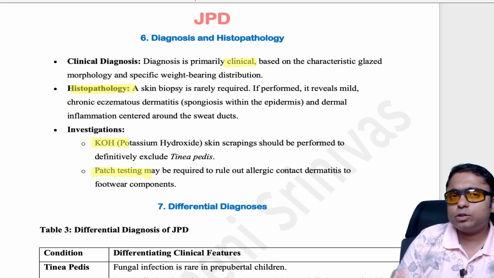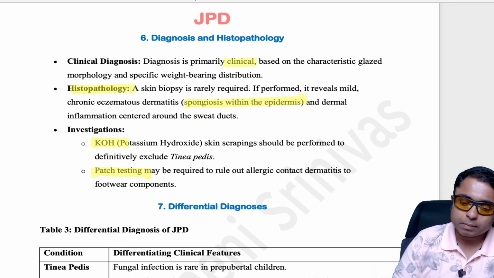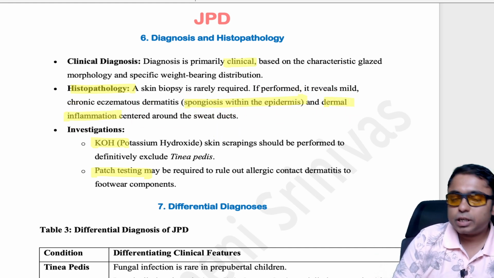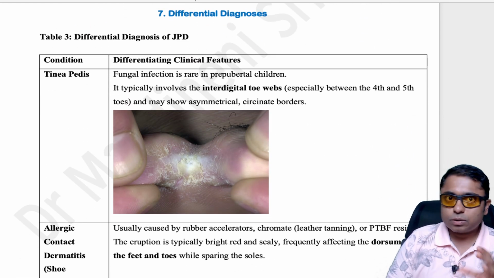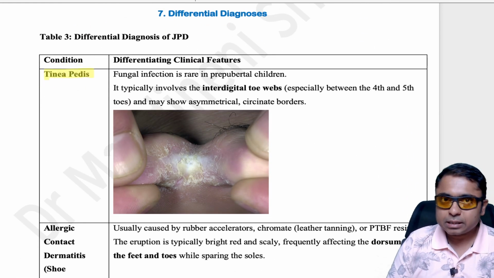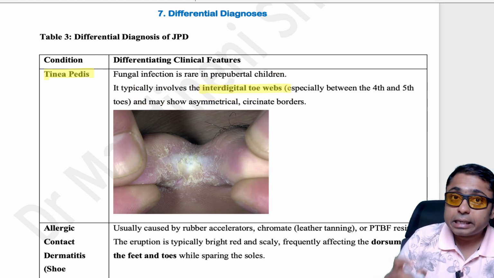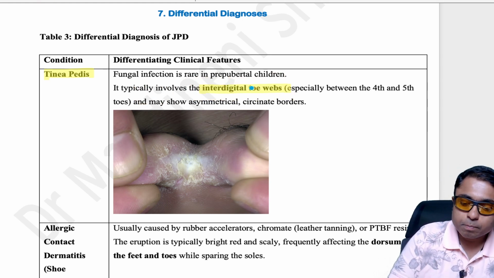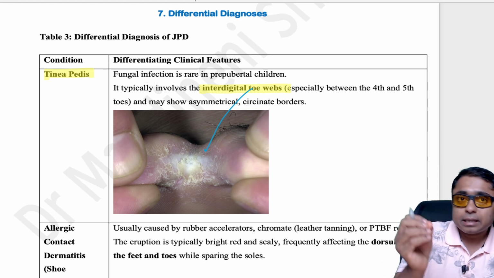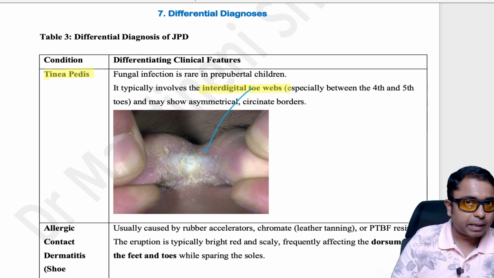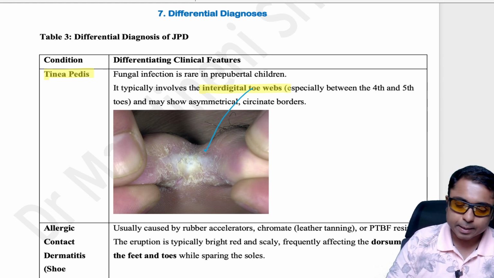And if you want to do histopathology, definitely you can do that, and you are going to see spongiosis within the epidermis, and also dermal inflammation can be there surrounding the sweat ducts. That is what is going to be seen. Differentials: like I have told you, tinea pedis, for which we do the KOH to rule out, usually involves the interdigital toe webs. This is one very interesting point. The toe webs are actually spared in JPD, whereas in tinea pedis they are affected, and usually we also see maceration, as you can see here.